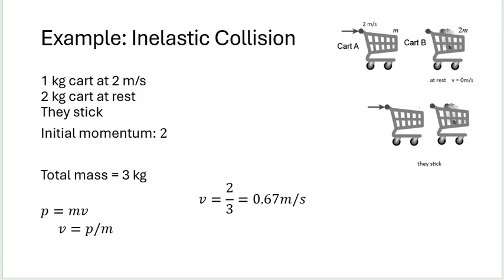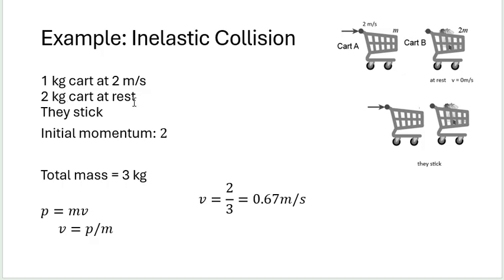All right, the example is inelastic. Inelastic means they will stick together when they collide, so that's the type of collision we're looking at. You have cart A and cart B. Cart A is going with a velocity of 2 meters per second, and you have to find the velocity of cart B. The first mass is 1 kilogram, and the second mass is 2.